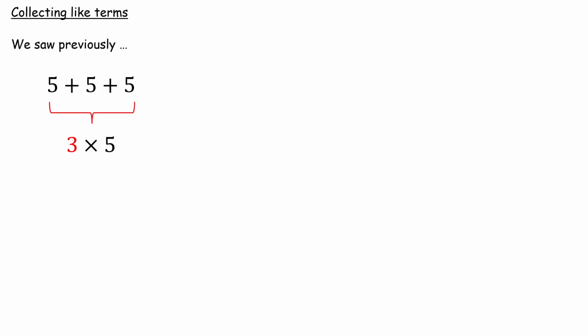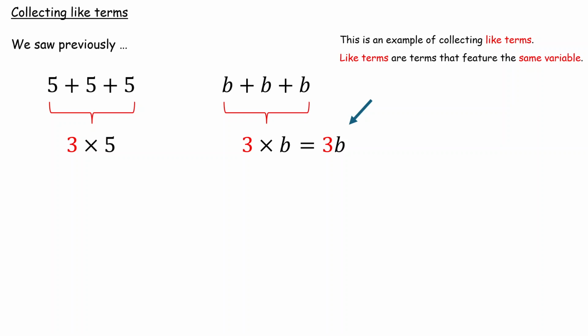Okay, so we're now moving on to collecting like terms, and we saw previously on the last video that if we have 5 plus 5 plus 5, we could write this as 3 lots of 5. They mean the same thing. And similarly, if we had b plus b plus b, now just using a variable, we can similarly write this as 3 lots of b. And this is going to be a very useful idea for collecting like terms.